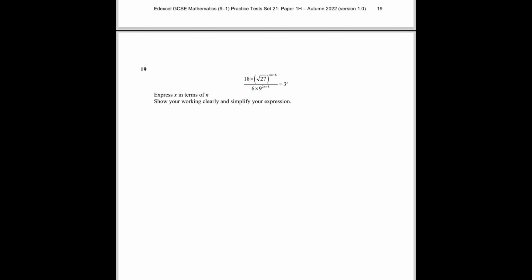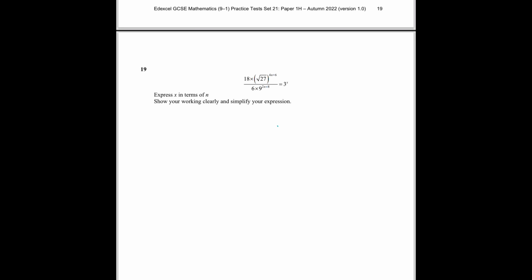Looking at this question, you've got to ask yourself, what am I noticing here? So the question says, write x in terms of n. And we've got all of these numbers here. Now, I'm looking at 18, 27, 6, 9. They're all numbers in the 3 times tables.